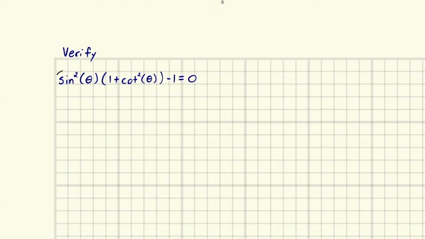So on one side we've got this mess, and on the other side we've got 0. So it looks like it'll be easier to simplify the left-hand side first.